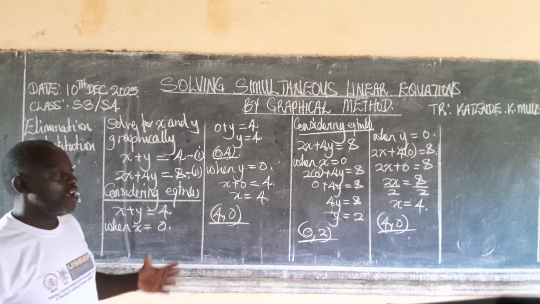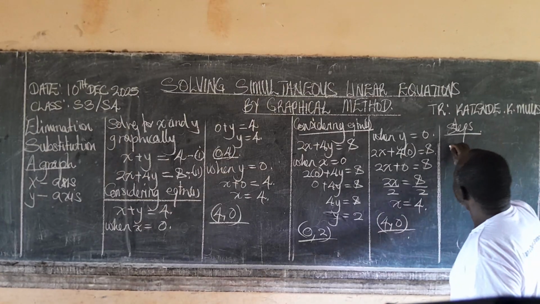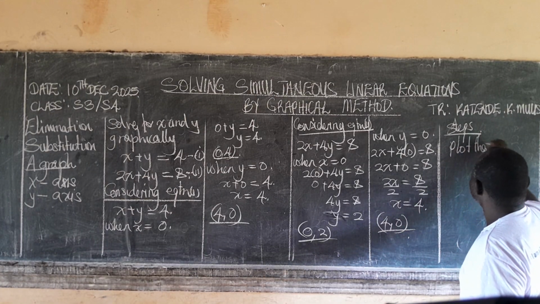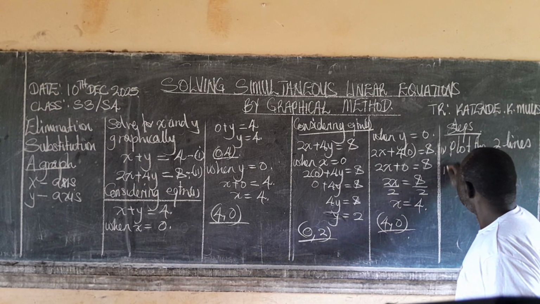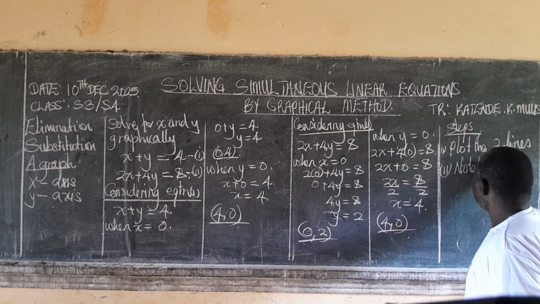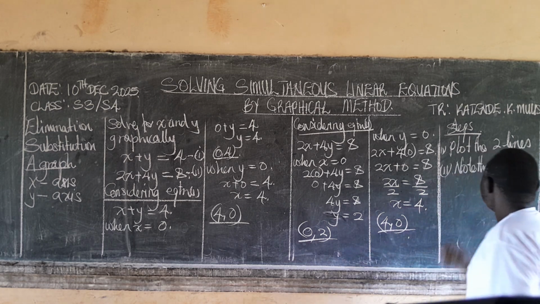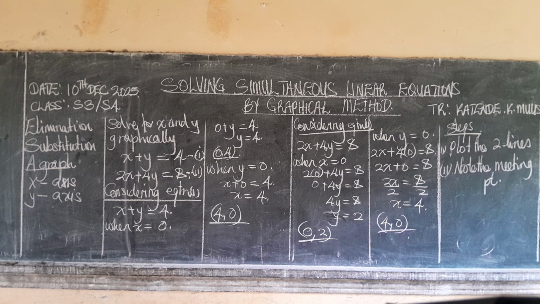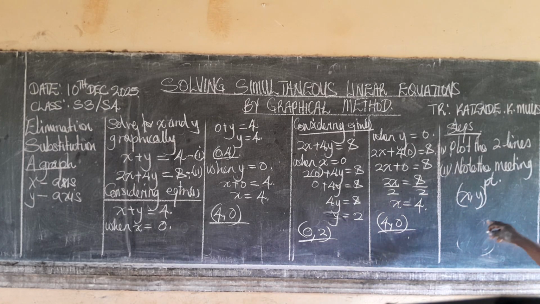Having got that, what are we going to do next? There are only 2 steps we have to consider. 1, you plot the 2 lines on the same graph. Then 2, note the meeting point. Since we are on a graph, the meeting point must have x and y, and both x and y will be got from the graph.